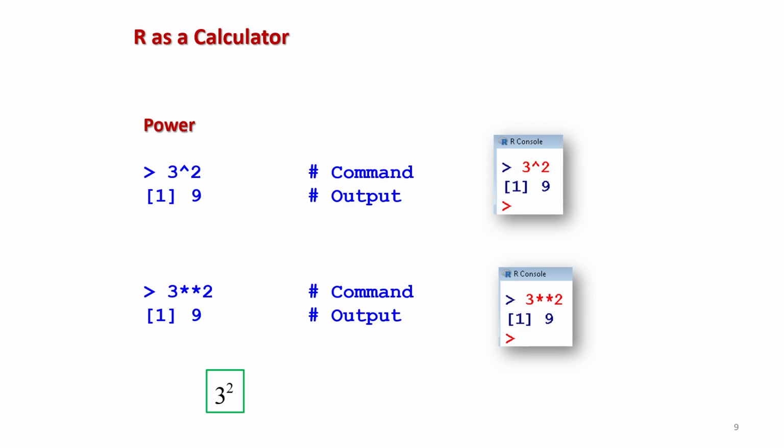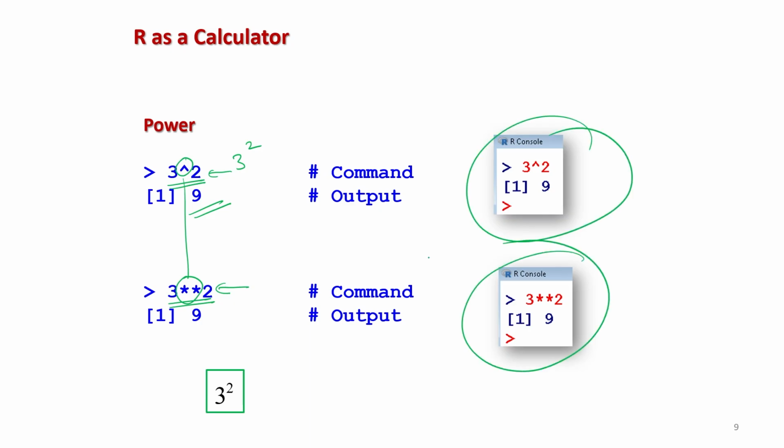And similarly, if you want to do the power operation, that means if you want to write 3 square, then this can be written as 3 hat 2, and another option is 3 double star 2. So in order to do such a power operation, there are 2 options. Either you can use the symbol hat or double stars. So if you want to write 3 square, then it can be written as 3 hat 2, the answer will come out to be 9, or 3 double star 2, the answer will come out to be 9 in both the cases. That you can see very easily.